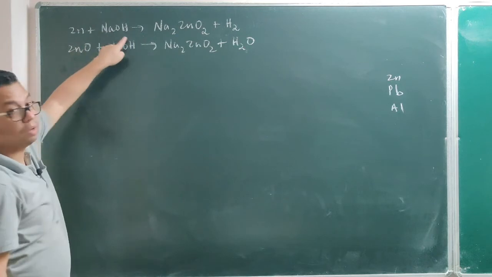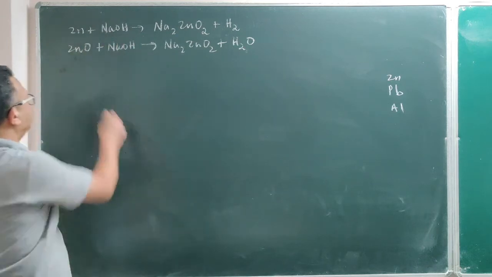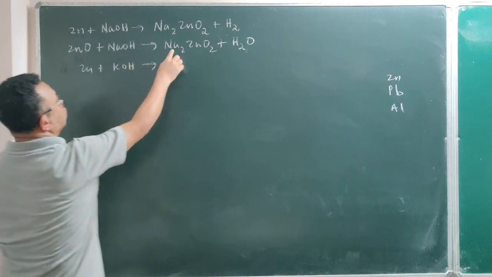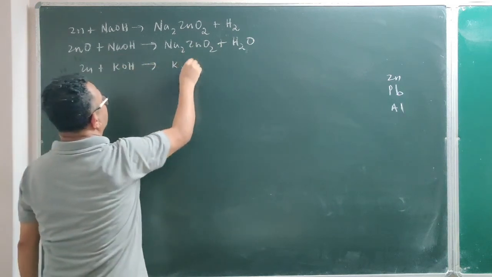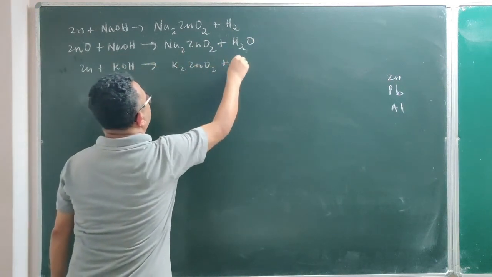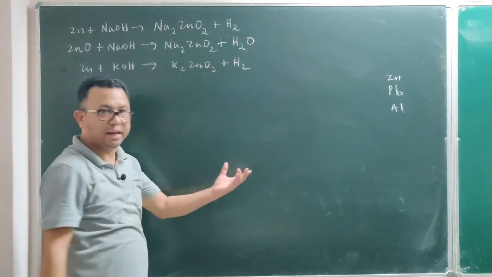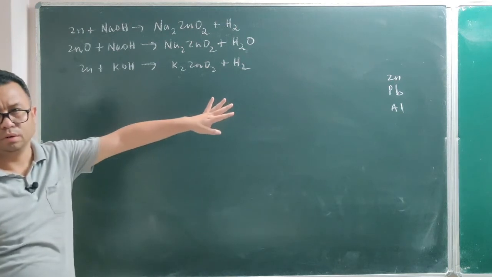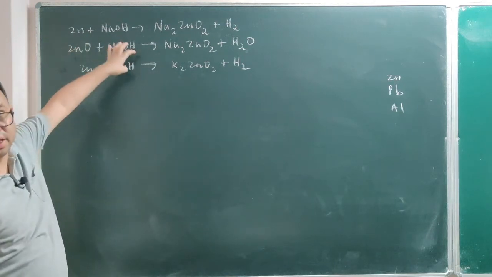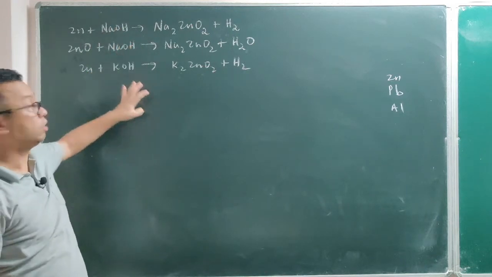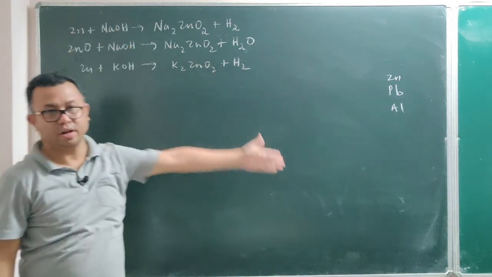By the way, the same reaction I can write for potassium also. Here we have taken sodium hydroxide; if I write zinc plus potassium hydroxide, then instead of sodium zincate, potassium zincate will come out, plus hydrogen. If I am taking zinc oxide, then potassium zincate again, plus water will come out. So this is how strong alkalis like sodium hydroxide and potassium hydroxide will react with these amphoteric metals.